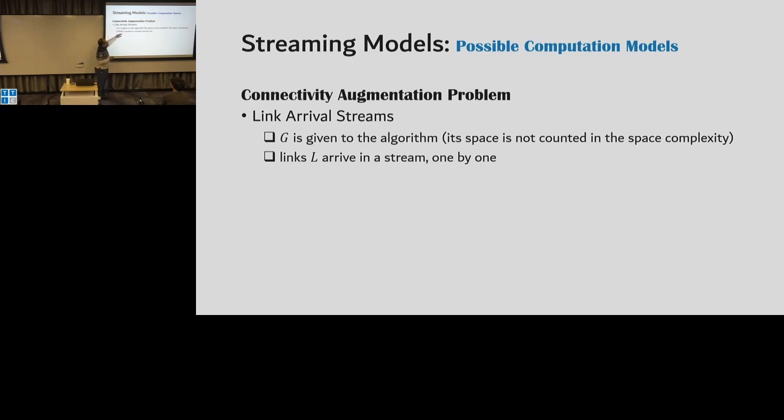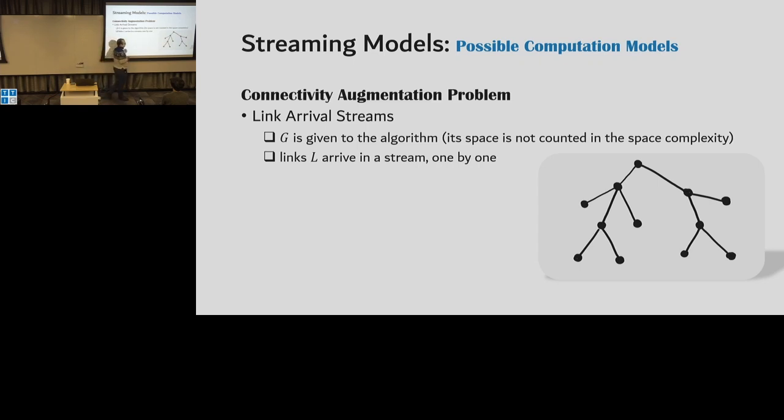Basically, more formally, we assume that links arrive in a stream one by one. Look back at the example that I described earlier. We have this graph already in the memory, and then we receive the links one by one, like this. Okay, so on.